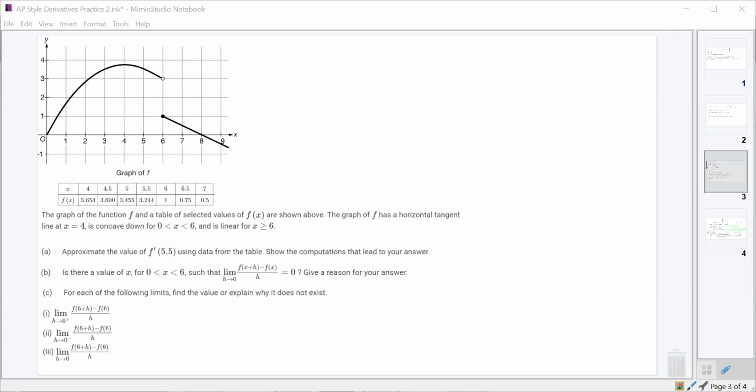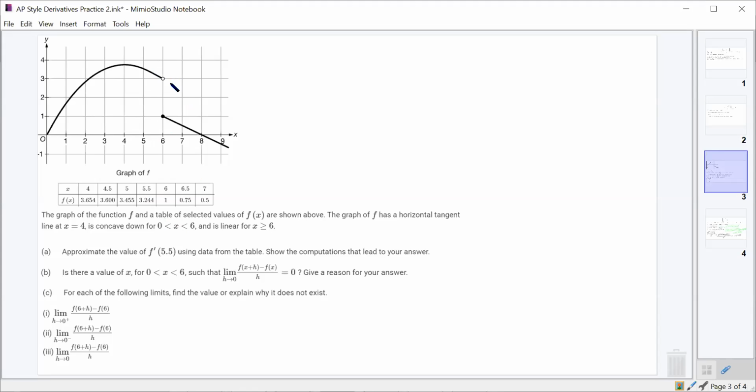Two and three. Wait. Yeah, I mean, we could use 5 to 5.5. We could use 4.5 to 5.5, or we could use 4 to 5.5. But we can't use anything that includes a value at 6. So we couldn't even use the point 6.3, because that point's not actually defined. It just looks like we're approaching the point of 3 there.